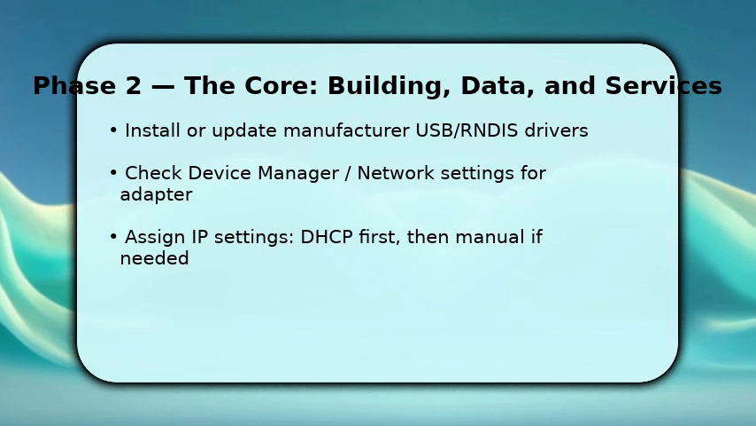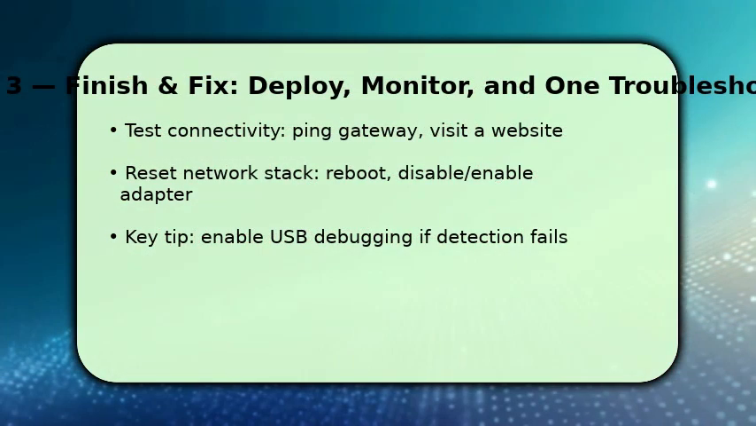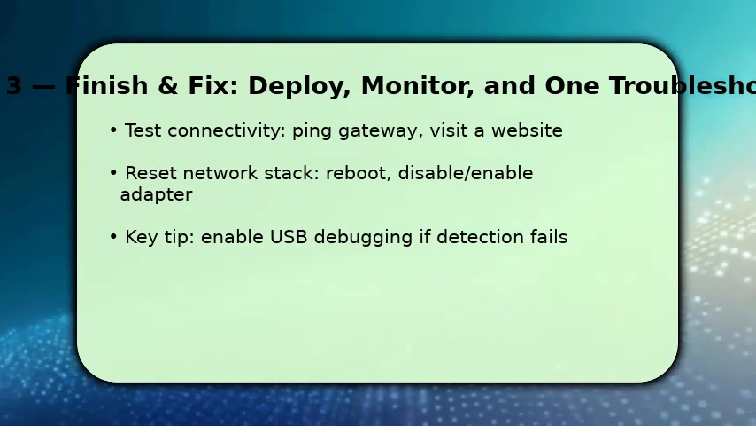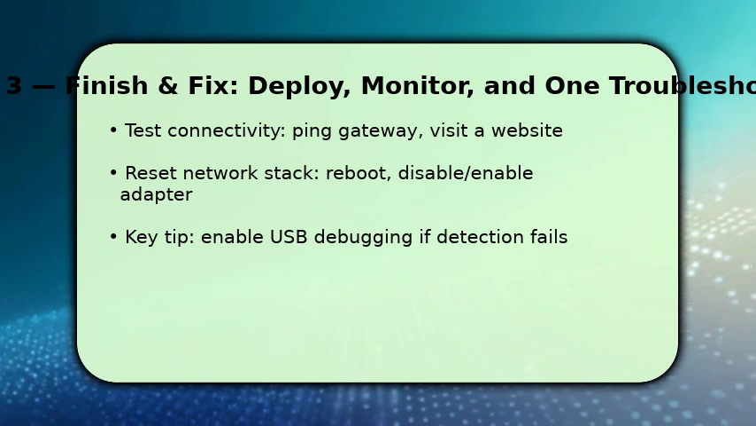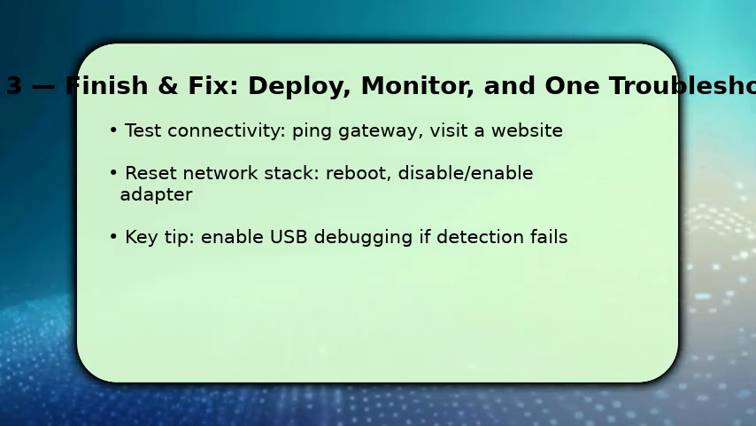Ping the phone gateway first, then browse to confirm internet access. If you see link but no internet, reboot both devices and disable, then re-enable the tether adapter to reset the network stack. Make sure no proxy or VPN is blocking traffic.